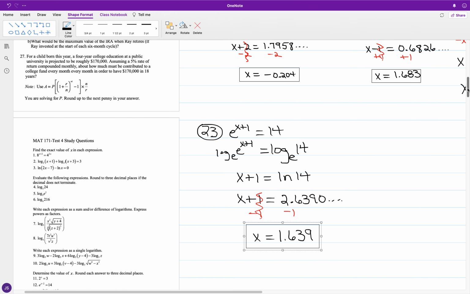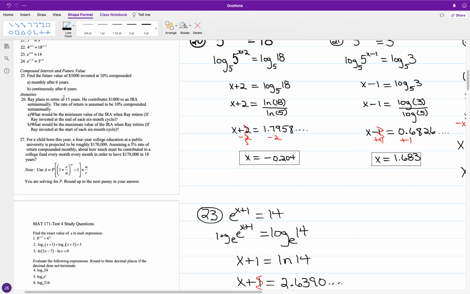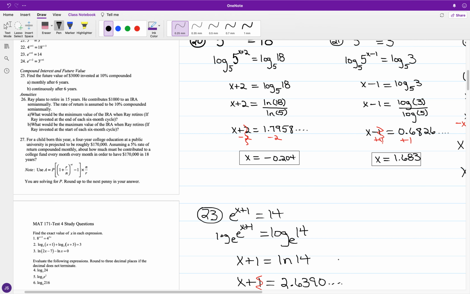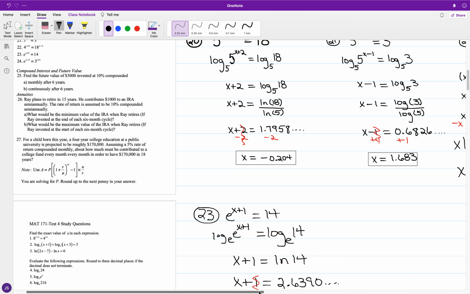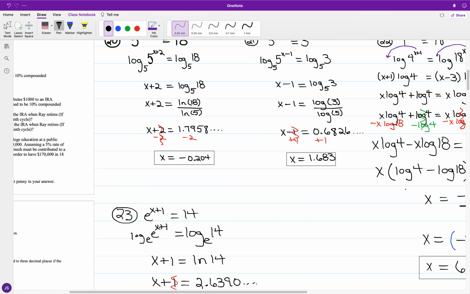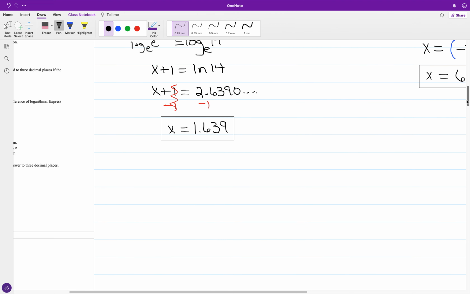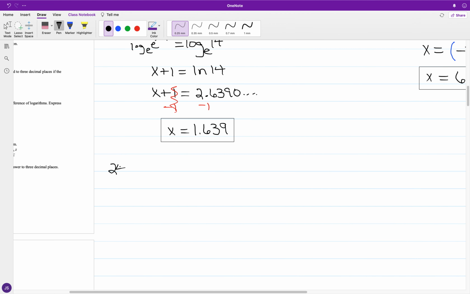Now, in the case of number 24, we have the variable x on both sides of the equation. We have e to the x minus 2 is equal to 3 raised to the x plus 1. Again, we have e to the x minus 2 is equal to 3 raised to the x plus 1.